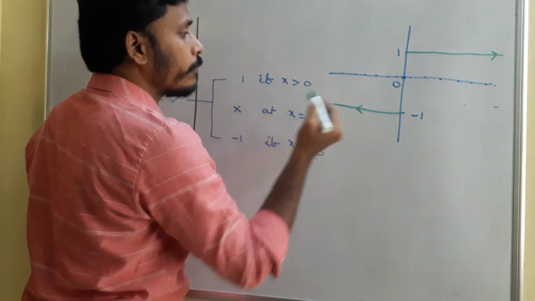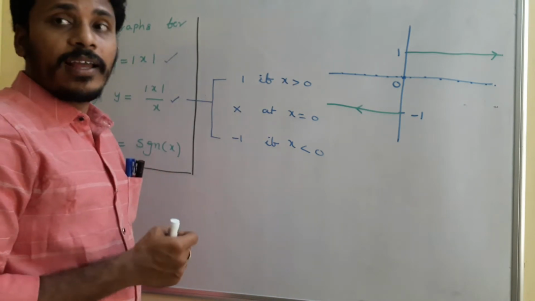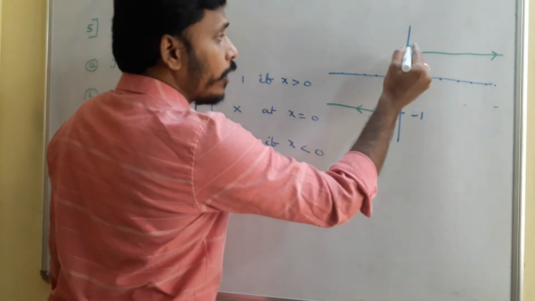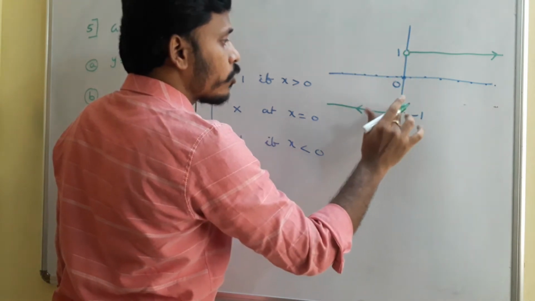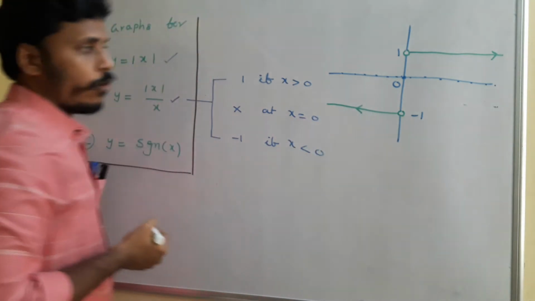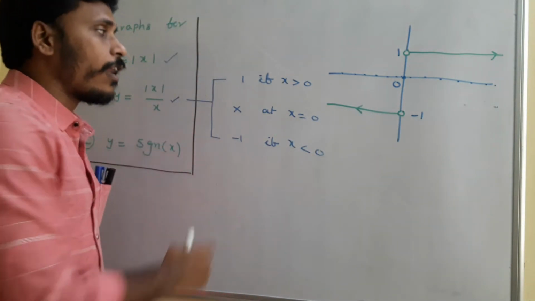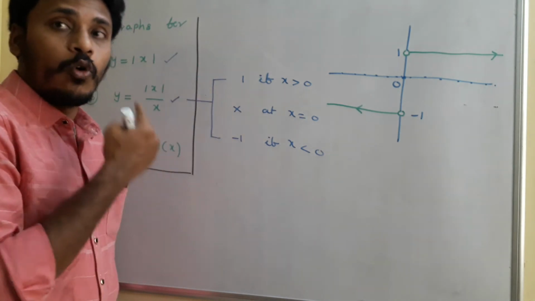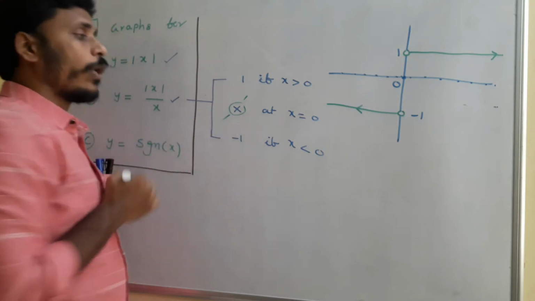It goes on. Whereas, see, at x equals 0, the graph is not defined. And that's why you need to take here an open circle at this point. Okay, here also an open circle at this point. We don't have the graph exactly at x equals 0, but if x is greater than 0, the graph goes on like that. But at x equals 0, it is not defined, and that's why no point.